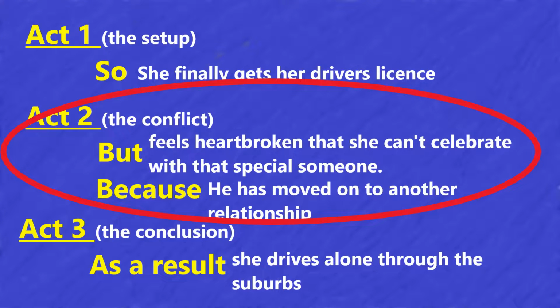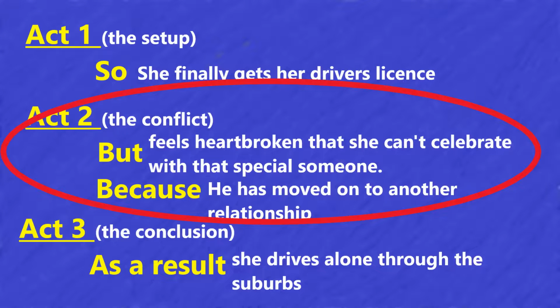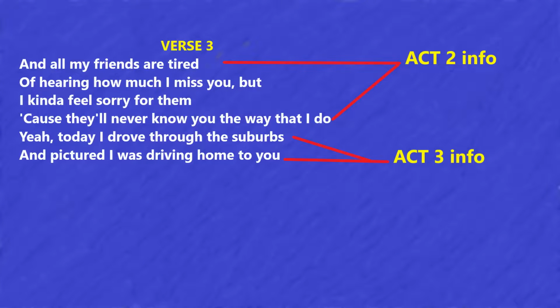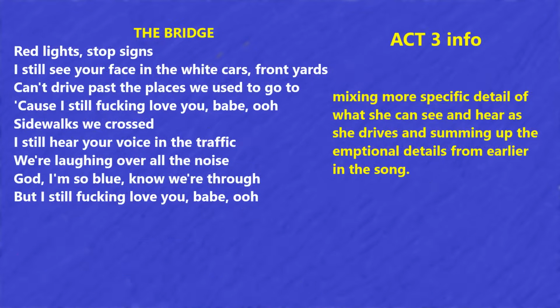Verse 2 draws mostly on the information from the second act and a little bit from Act 3. The chorus draws mostly from the information in Act 3 and expands on it. Verse 3 is drawing from the information in Act 2, but it's approaching it from a different angle than verse 2. Instead of talking about her ex moving on and how that's affected her, she talks about how that situation might look to her friends. The bridge is mostly drawing from the information in Act 3, but again, it's approaching it from a different angle.